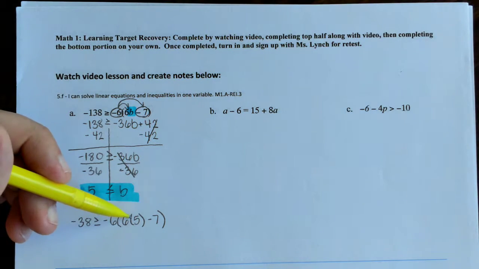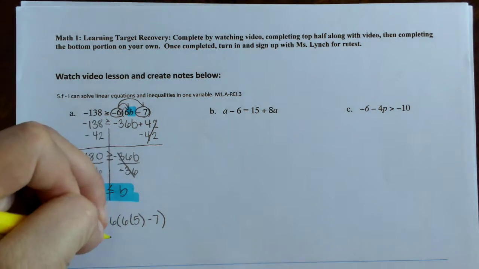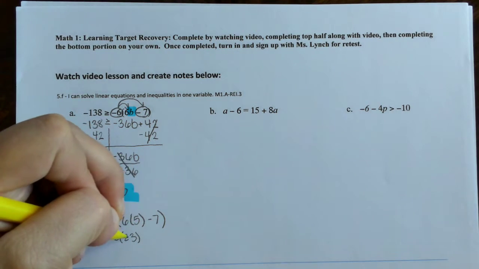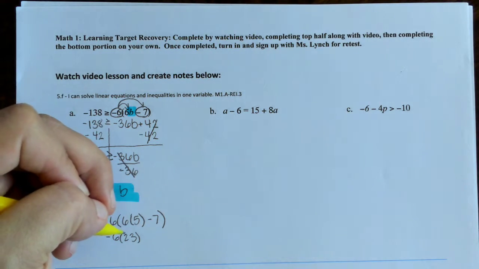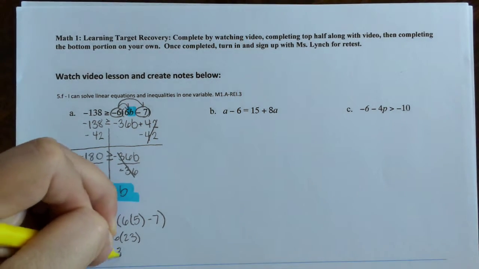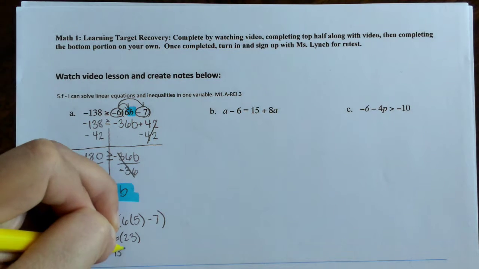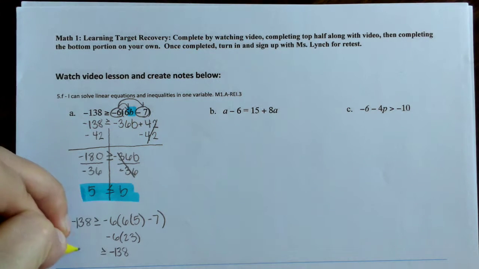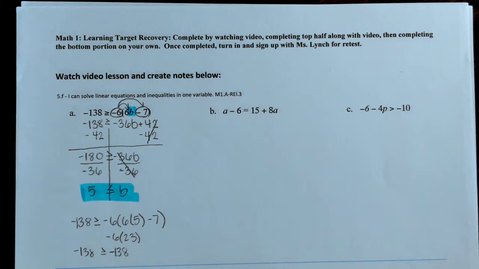So working through that, and as we do that, just simplifying what's going on this side. I've got 6 times 5, that's going to be 30, and I've got 30 minus 7, and that's going to be 23, so I end up with -6 times 23. And then I get -138. And that should equal my other side there. And what I've got showing up there is that is a true statement. So yes, my answer is correct there.